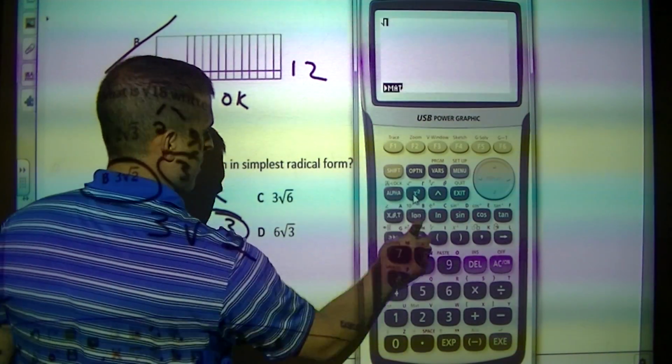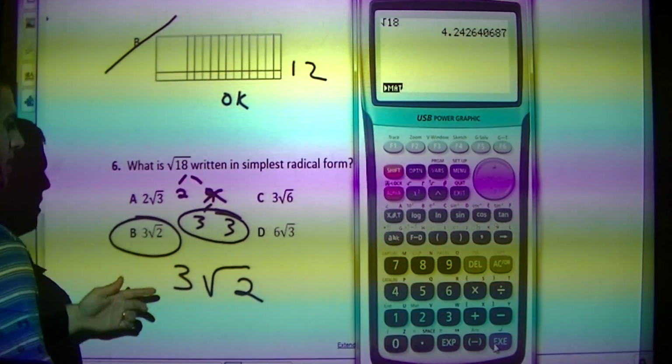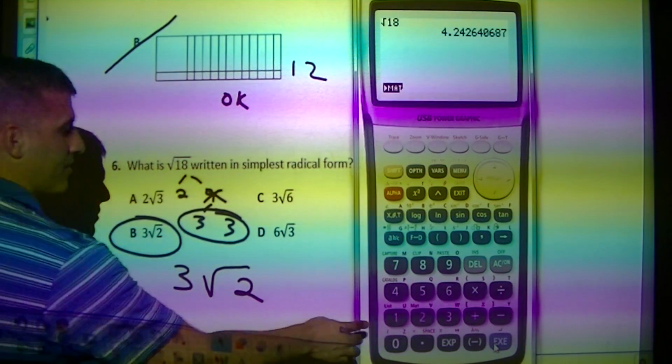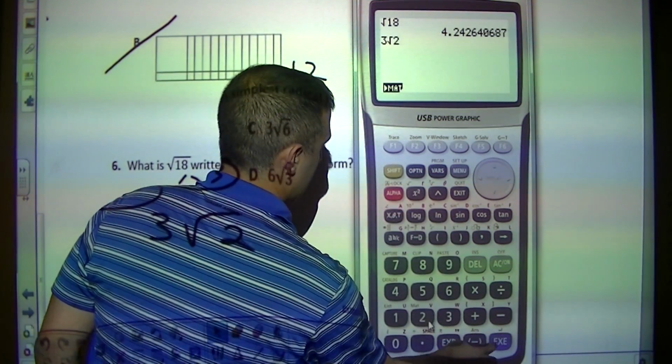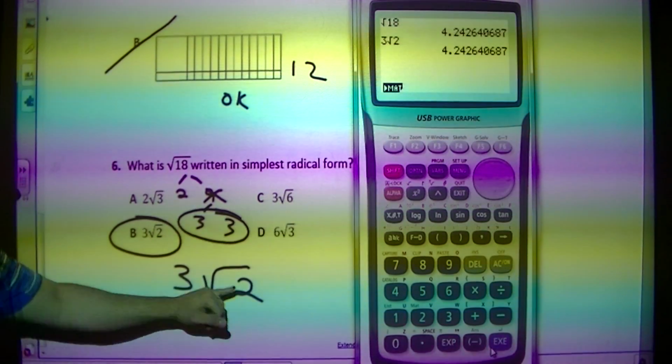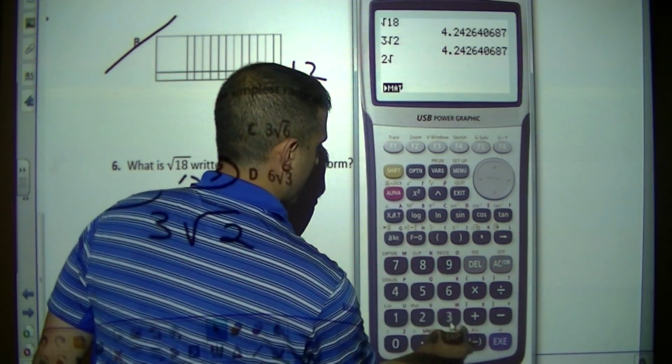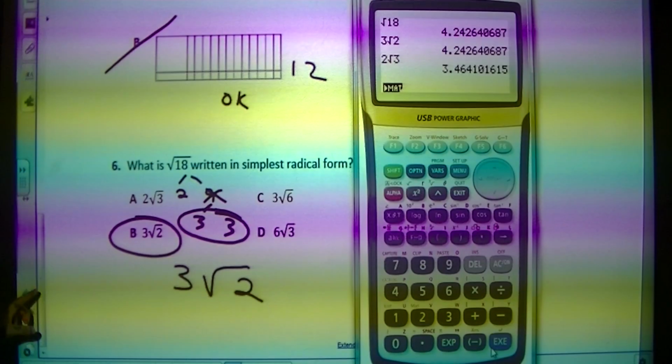Another way you can do that is go to menu and run. If you type in the square root of 18, the only one that matches up to that is 3 square root of 2. So if you got confused here whether this was this, you could try them both, and you can see that that one had to be your answer.